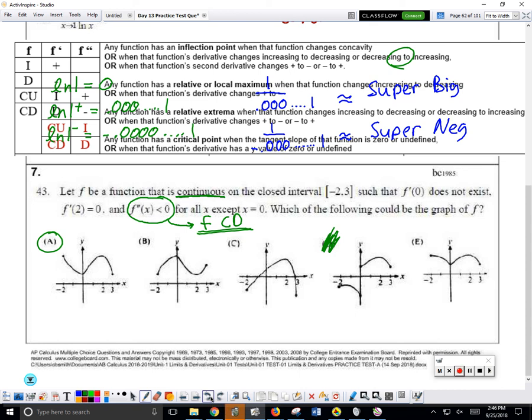Gotcha. So are you comfortable that this matches this clue? Kind of. Let's say it again, and you say it back to me, and then talk to me some more then.